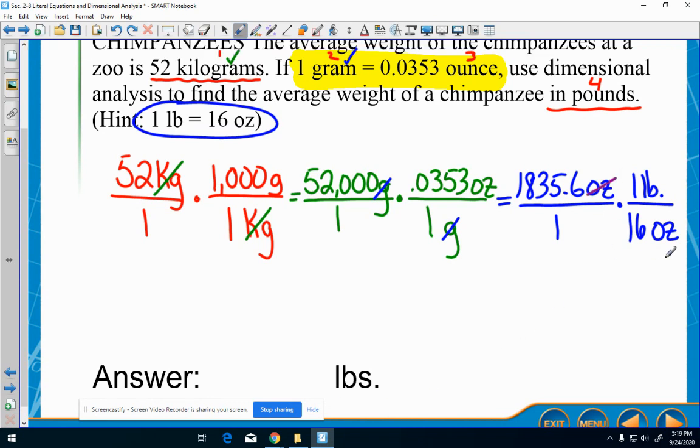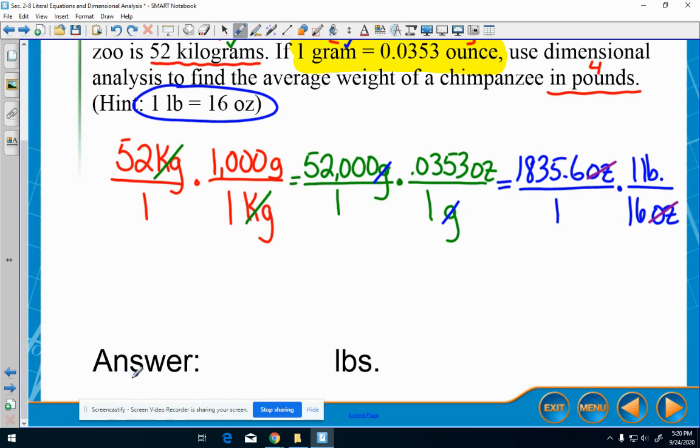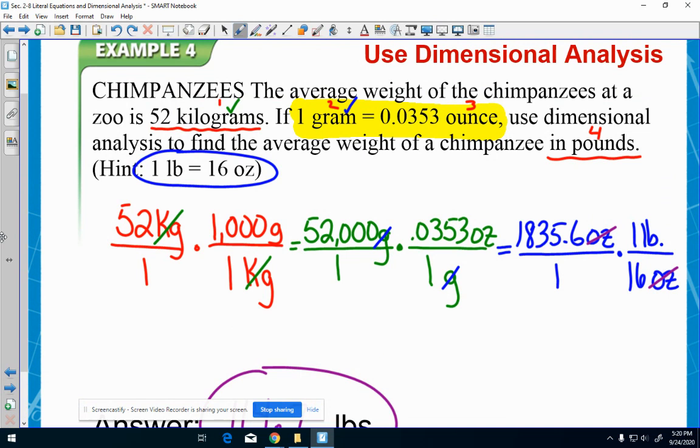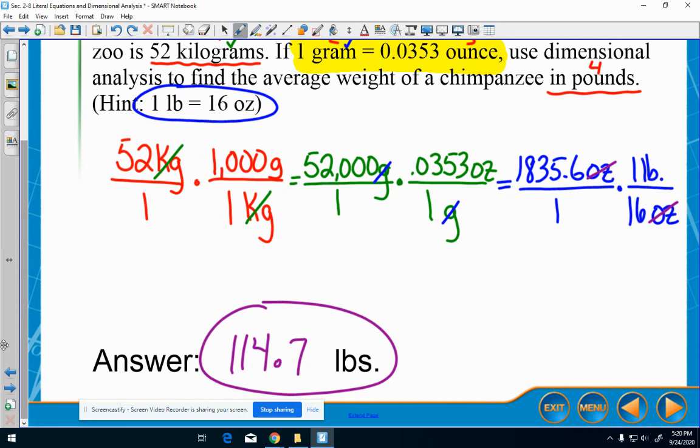Here, my ounces cancel with ounces, and you can see that I'll need to do 1,835.6 divided by 16, because it's in the denominator. And that will be 114.7 pounds. I don't know about you, but I'm a little more than the average chimpanzee. But now that it's in pounds, I can see that result. All right, so we have converted using dimensional analysis to get from kilograms, eventually, all the way to pounds.